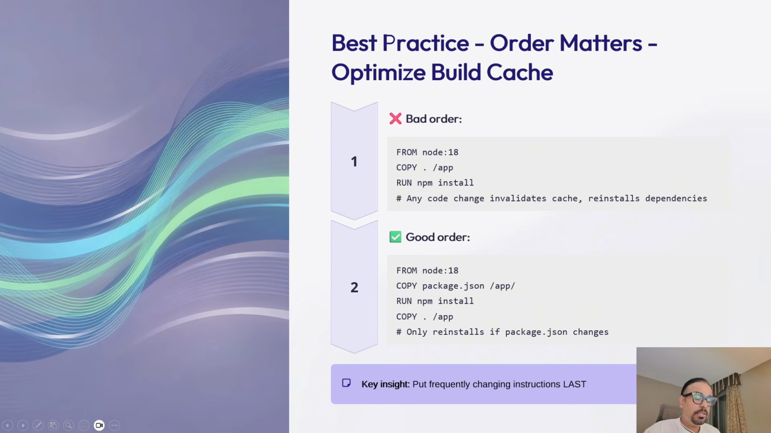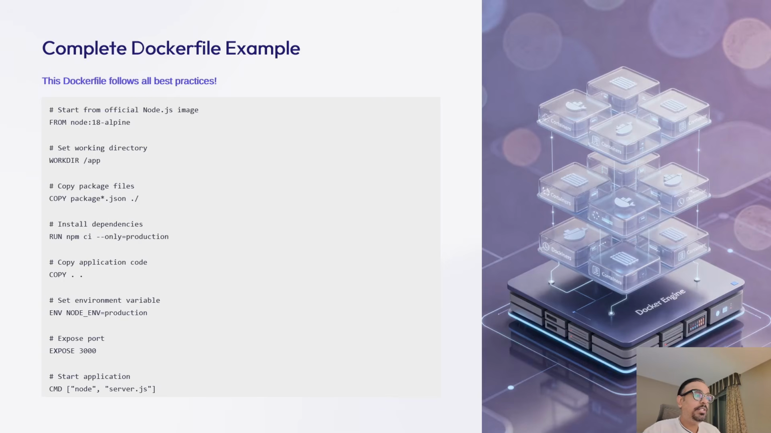So dependencies don't change often, so install them early. And your application code changes constantly, so keep it at the last. This optimization is crucial for development workflow, which results in faster builds, meaning faster iteration and happier developers and customers.